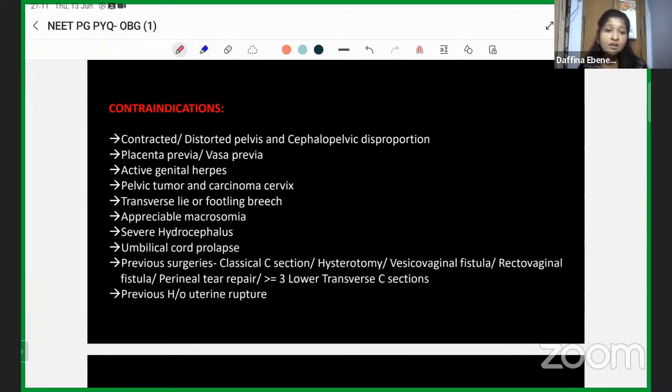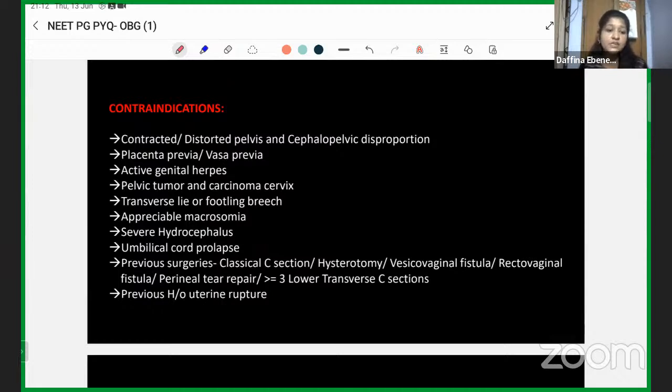One, if there is a contracted or distorted pelvis, or if there is a CPD. If there is some form of placental abnormality like placenta previa, vasa previa, any placenta accreta spectrum disorders. If there is an active genital herpes, a pelvic tumor, CA cervix, transverse lie or footling breech, appreciable macrosomia more than or equal to 4.5 kg, severe hydrocephalus, umbilical cord prolapse, any form of fetal distress, previous surgeries, classical C-section, hysterectomy, vesicovaginal fistula, rectovaginal fistula repair, any third degree or fourth degree perineal tears in the previous delivery, more than or equal to three lower transverse cesarean sections.